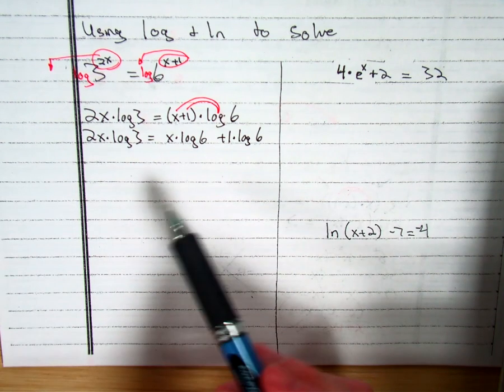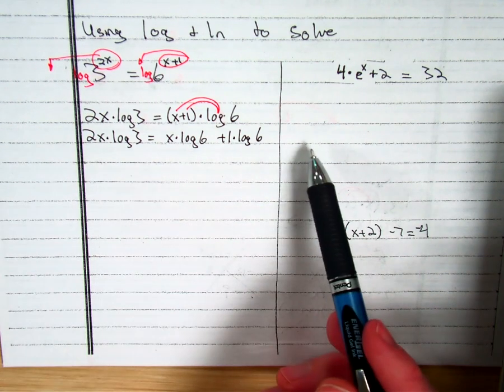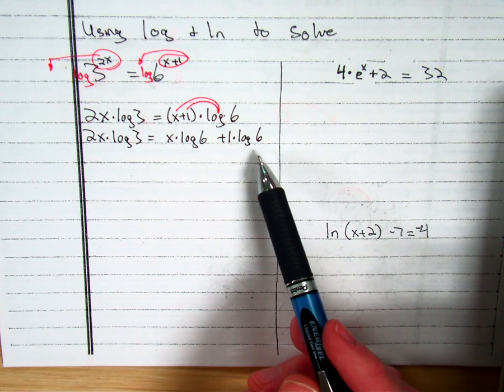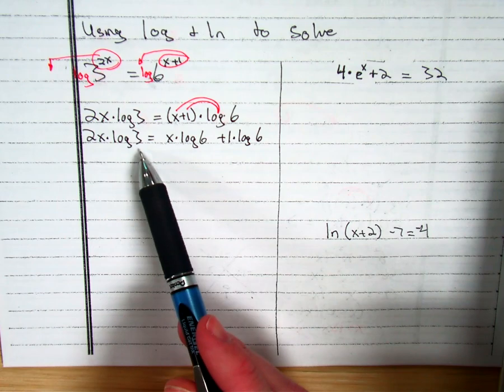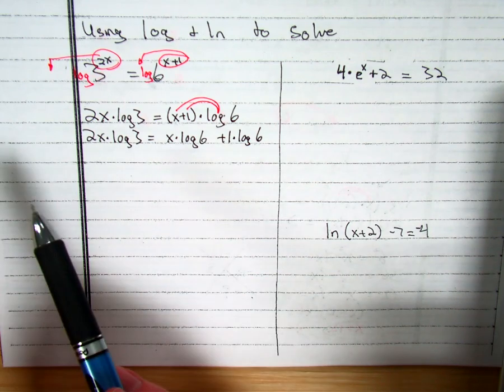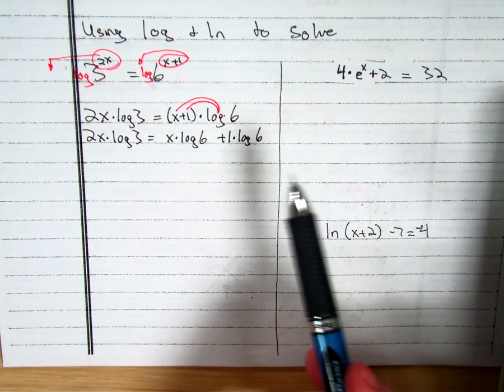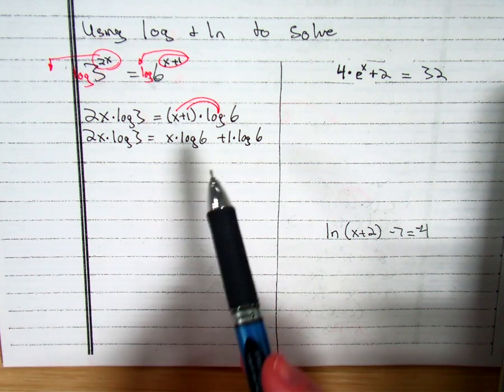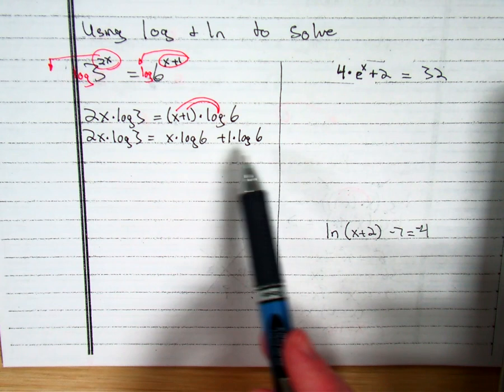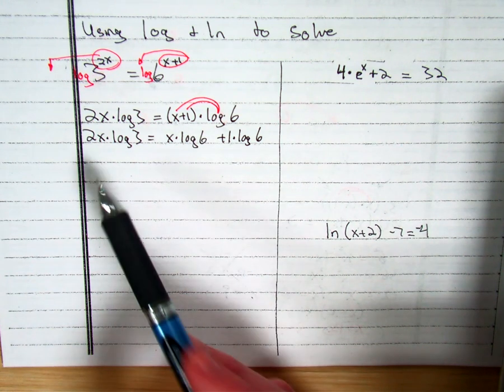Okay, we have an algebra problem. We have x's on the left and x's on the right. We want to get all of our x's on the same side and separated away from anything that doesn't have an x. Okay, so this side only has something with an x. This side has an x and a no x. So I'm going to move this one over.